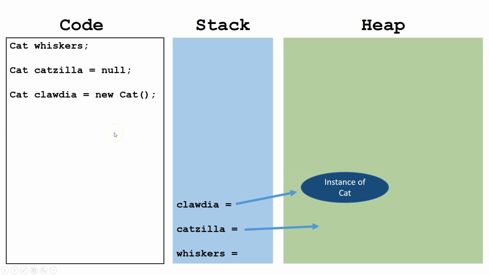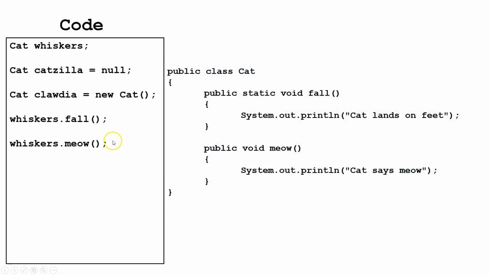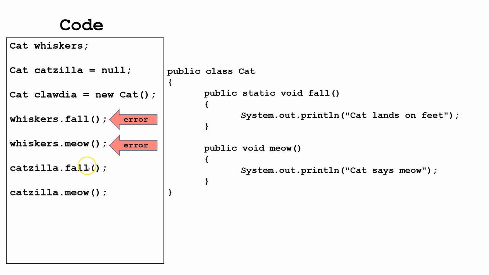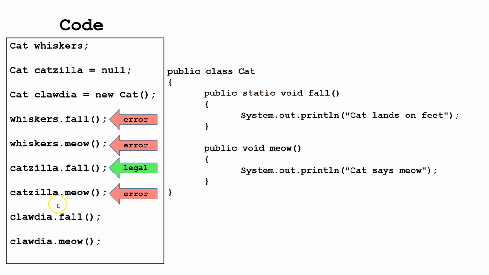Let's see what happens when we try to call methods from these variables. First, we try to call fall and meow from whiskers. This won't work because whiskers is not initialized at all. So we can't call any method, either static or non-static. Next, we're going to try to call fall and meow from catzilla. Catzilla is initialized to null. Since fall is a static method that belongs to the class, we can actually call it from a variable defined as null. On the other hand, meow is a non-static method, so we can't call it from a variable defined as null. Finally, we have our variable Claudia, which is pointing at a Cat object. In this case, we can call either fall or meow.